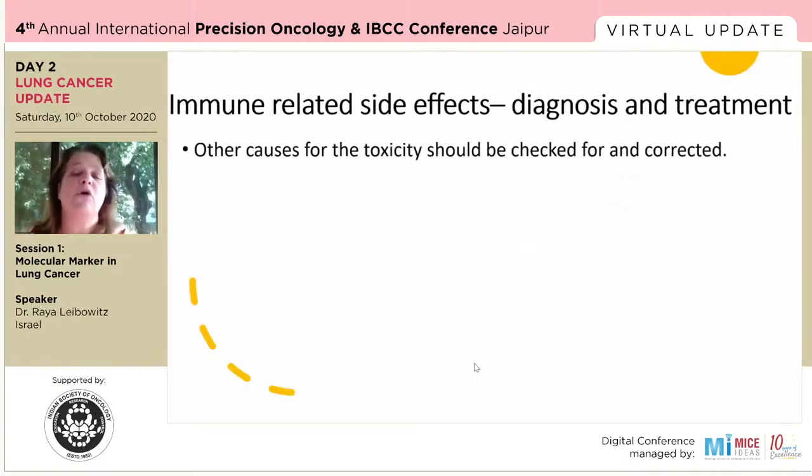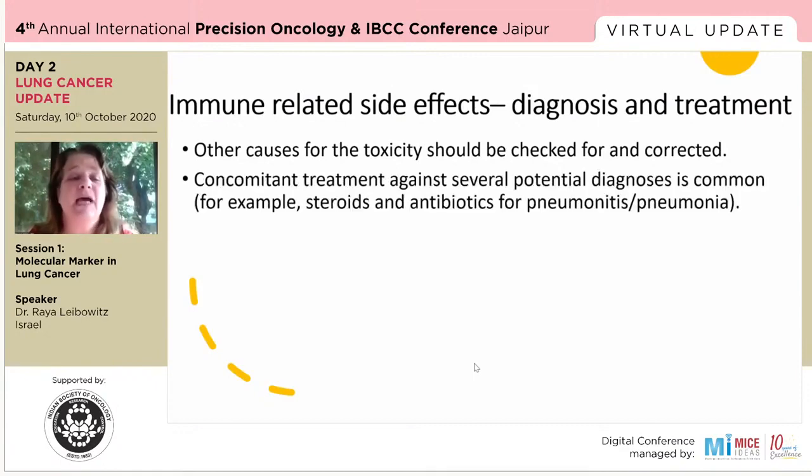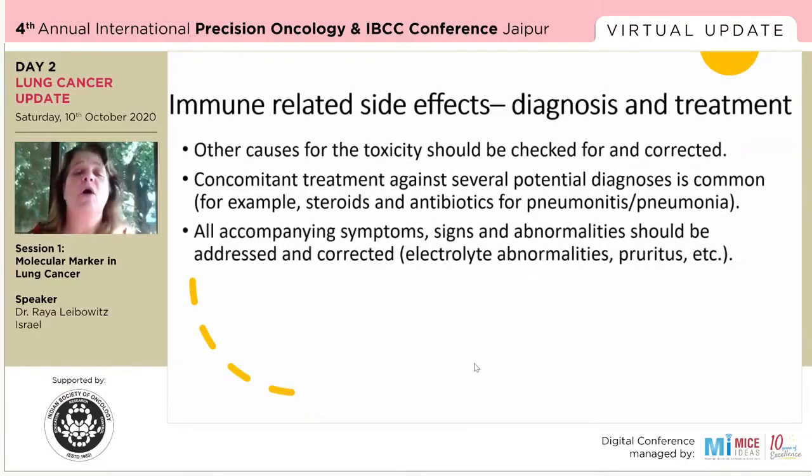So a little more about the diagnosis. We should always, of course, rule out other causes for toxicity. And sometimes we even use concomitant treatments against several potential diagnoses. For example, we all use steroids and antibiotics when you're not sure if it's a pneumonitis or pneumonia, and many times it can indeed be both. All accompanying symptoms, signs, and abnormalities should, of course, be addressed and corrected.